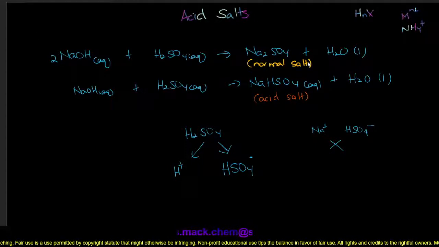We started by looking at the dibasic acid, sulfuric acid, and this is because only dibasic and tribasic acids will form acid salts. And this is because they have two or more hydrogen ions, which allows a normal salt and one or more acid salts to be formed.